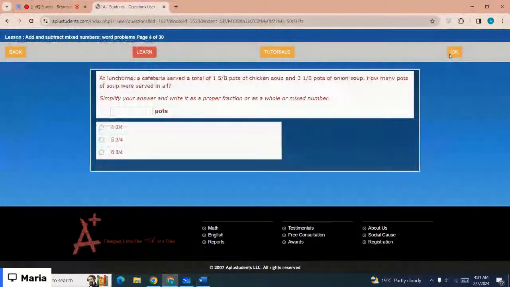At lunchtime, a cafeteria served a total of 1 whole 5 over 8 pots of chicken soup and 3 whole 1 by 8 pots of onion soup. How many pots of soup were served in all? So you need to simply add them. Which is the correct option?